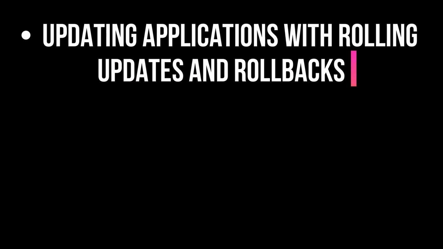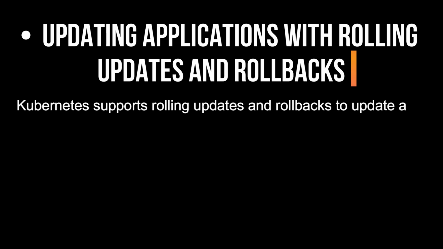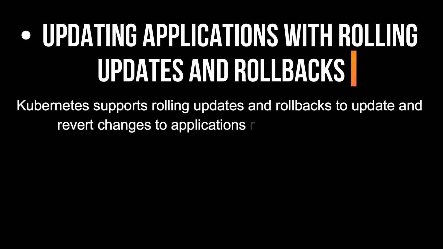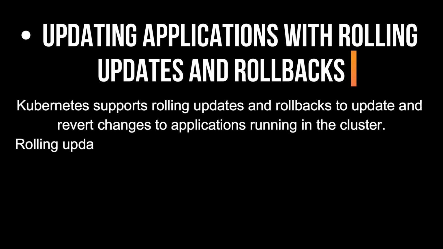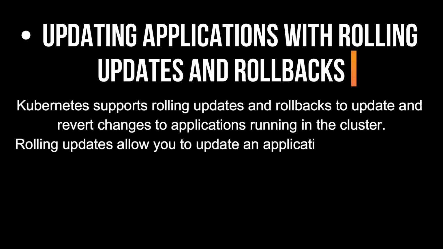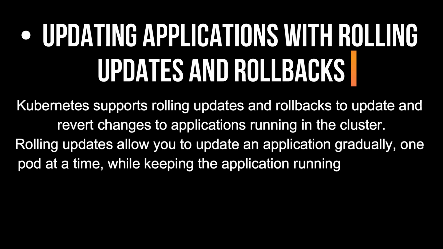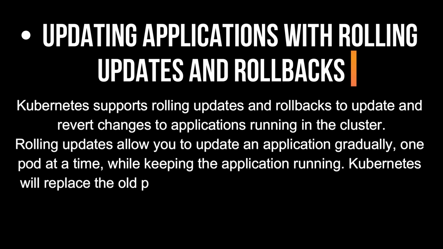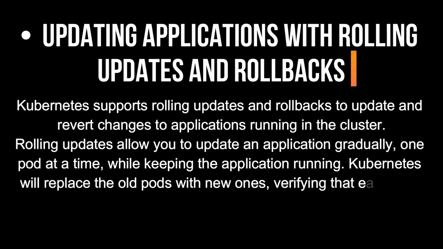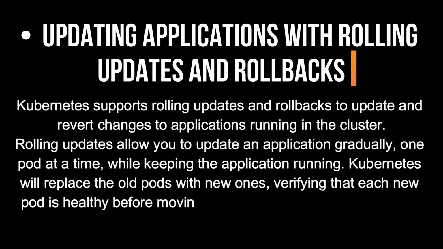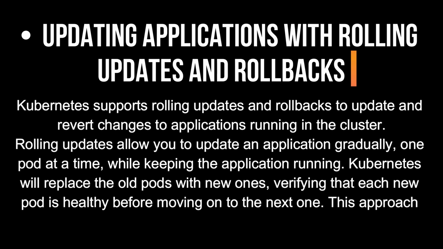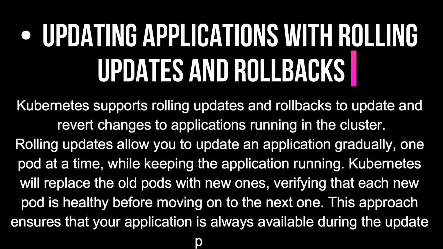Updating applications with rolling updates and rollbacks. Kubernetes supports rolling updates and rollbacks to update and revert changes to applications running in the cluster. Rolling updates allow you to update an application gradually, one pod at a time, while keeping the application running. Kubernetes will replace the old pods with new ones, verifying that each new pod is healthy before moving on to the next one. This approach ensures that your application is always available during the update process.